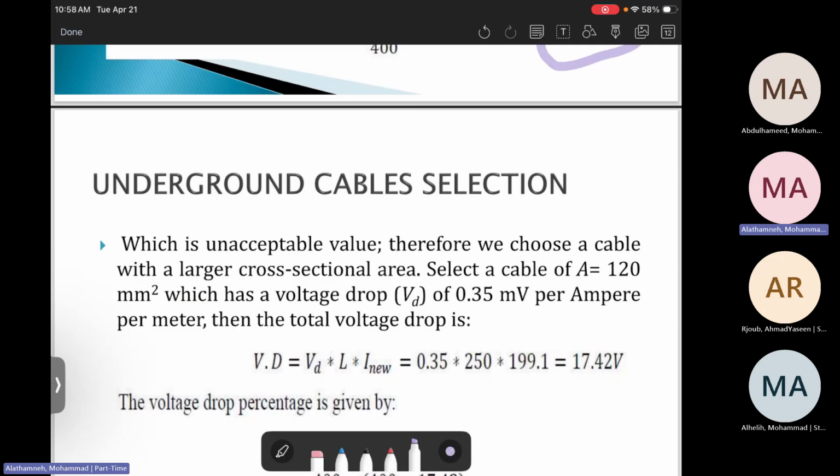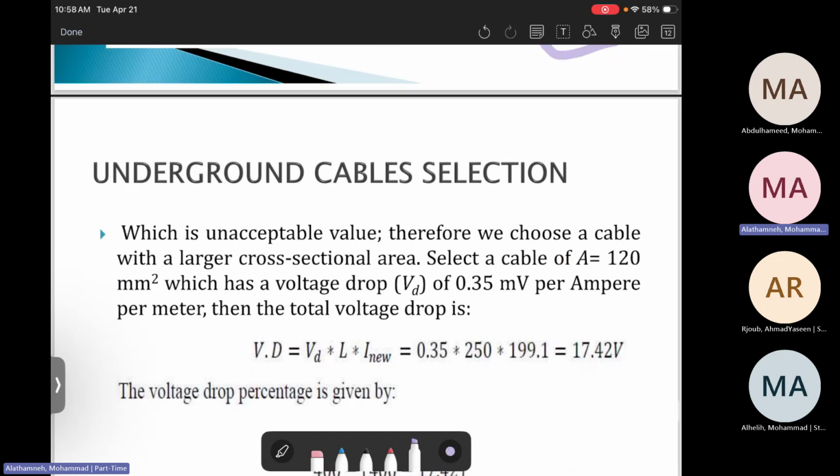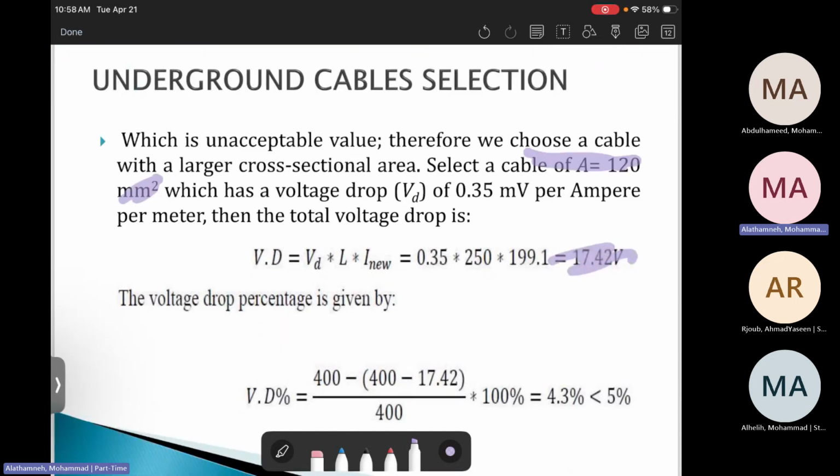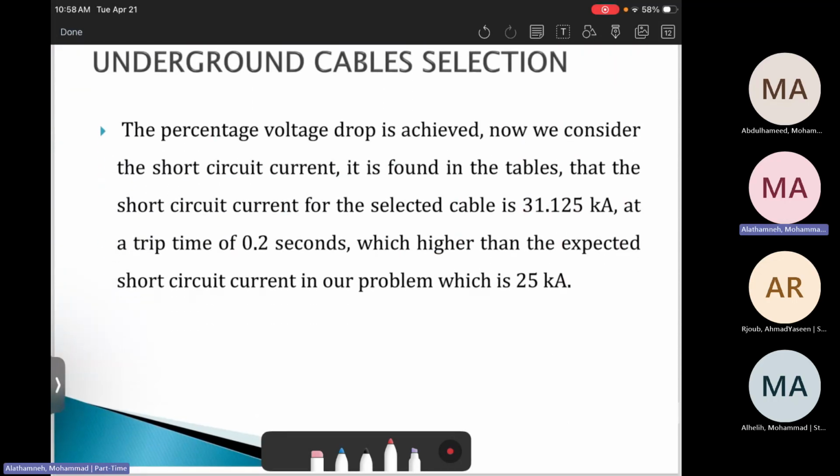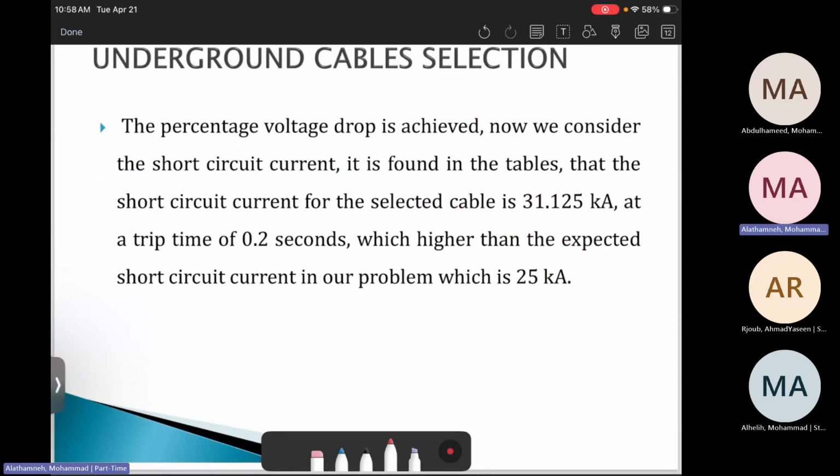So how can we select the size? Now let's increase the size to 120 millimeter square. When we increase it, we can calculate the voltage drop, which will be 17.42, and the percentage will be 4.3. This is less than 5, so yes, stop here. Therefore, we will say, let's use 120 millimeter square. This is the best. Now the percentage voltage drop is achieved.